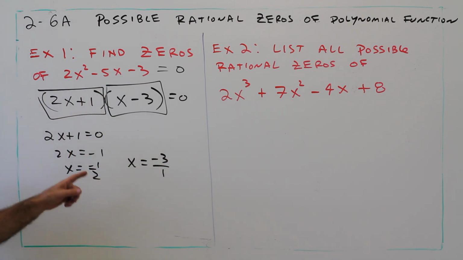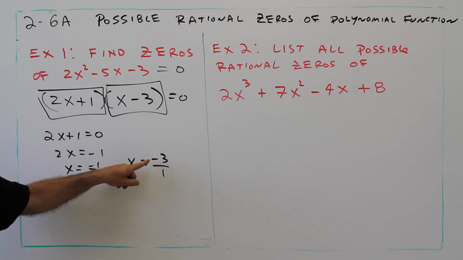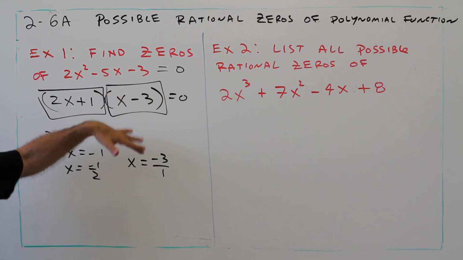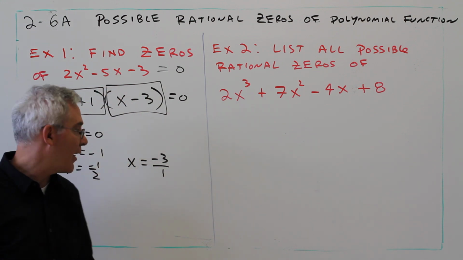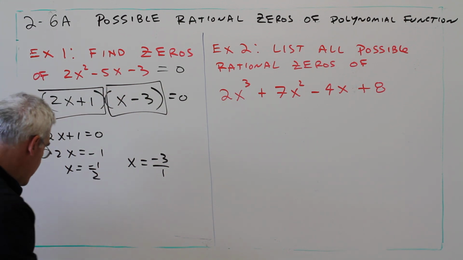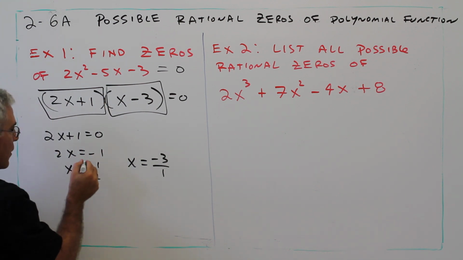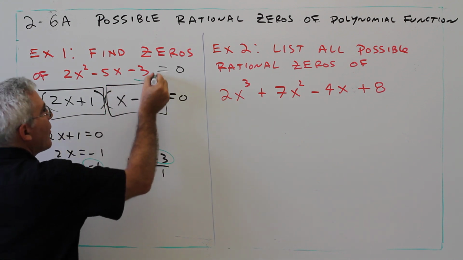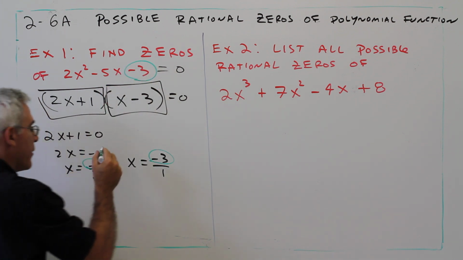Okay, so one zero is negative 1 over 2. The other zero is negative 3 over 1. I'm writing it in rational form so you could better see what's going on. One thing to note, these numerators are factors of the constant term. I'll make a note.